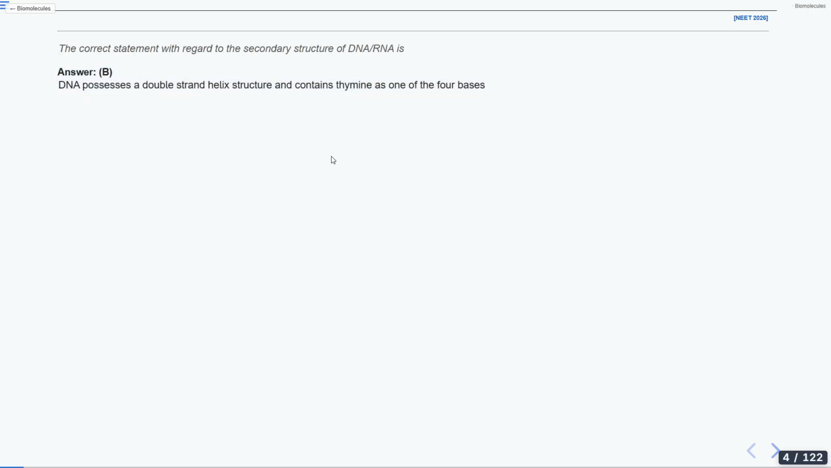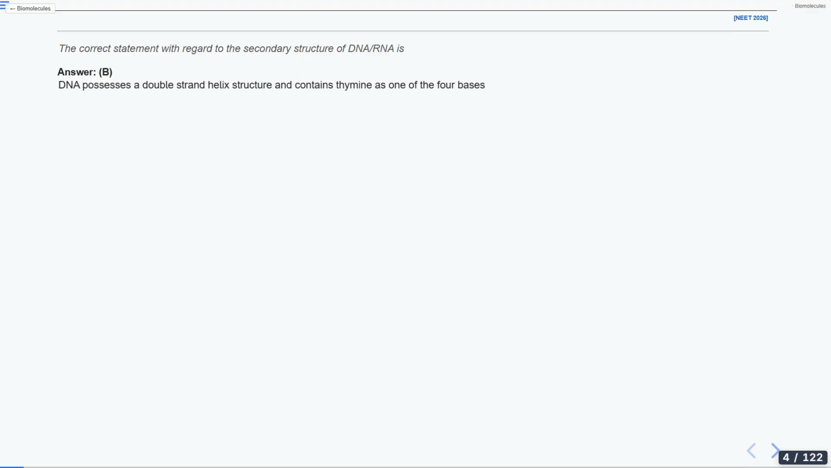So the correct answer for this question is B, which is: DNA has a double strand helix structure. And what are the 4 bases it has? What are the 4 bases of this DNA? So we have adenine, thymine, guanine, and what else do we have? Cytosine. Okay, these are the 4 bases which are present in DNA.